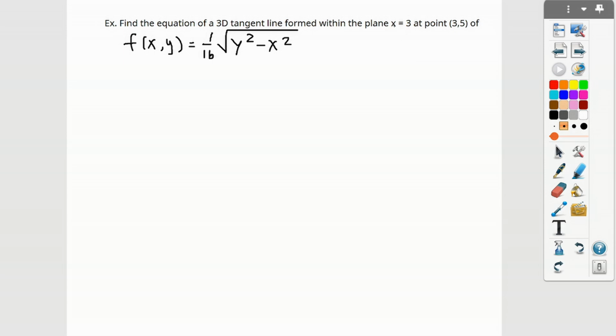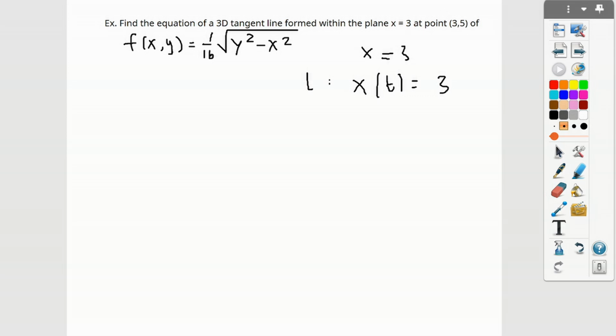So at x equals 3, x isn't moving. That's the first thing that we can say. At x equals 3, x isn't moving, so the x direction will not be moving. Because the x direction is not moving, our x function of the line, x of t, is equal to just 3, because it's not moving in the x direction at all.